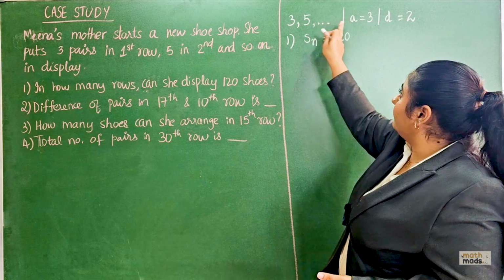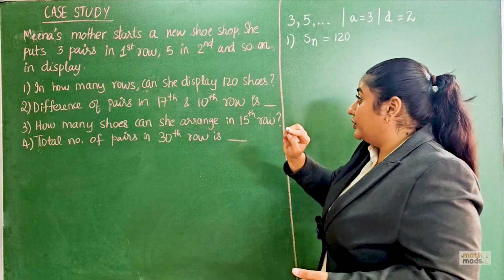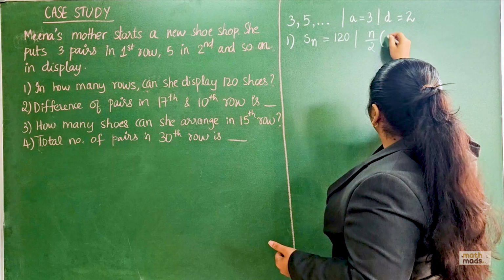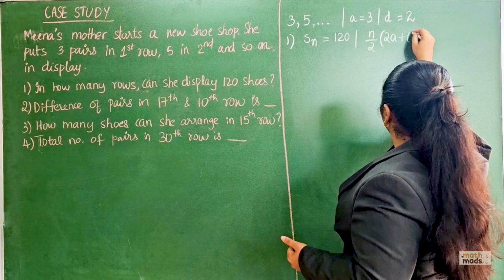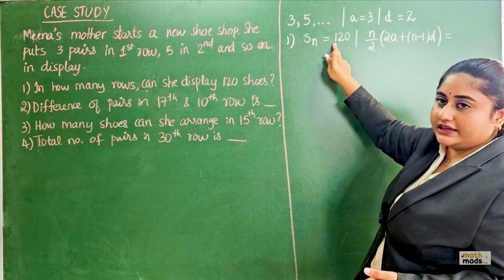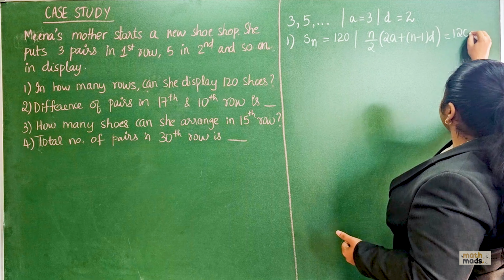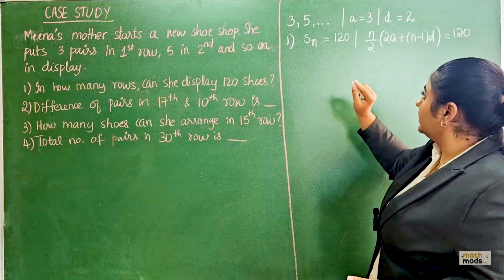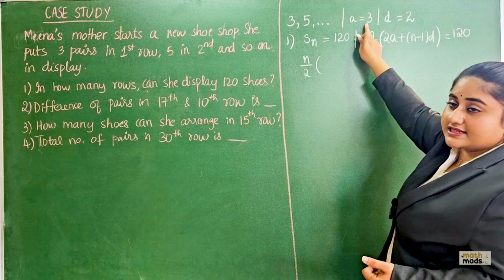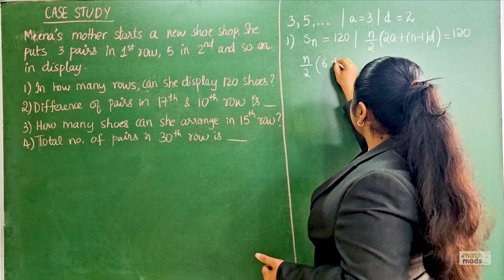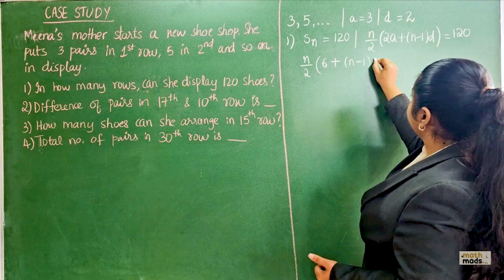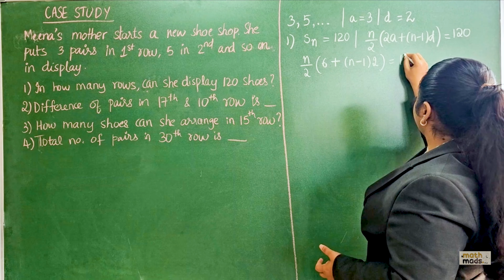So we know a, we know d, so I can use the first formula, that is n by 2 into 2a plus n minus 1 into d is equal to 120. Now let me substitute the a and d values. So n by 2 into 2a. We know a is 3, so 2a will be 6, plus n minus 1 into d, d is 2 again, so into 2, is equal to 120.